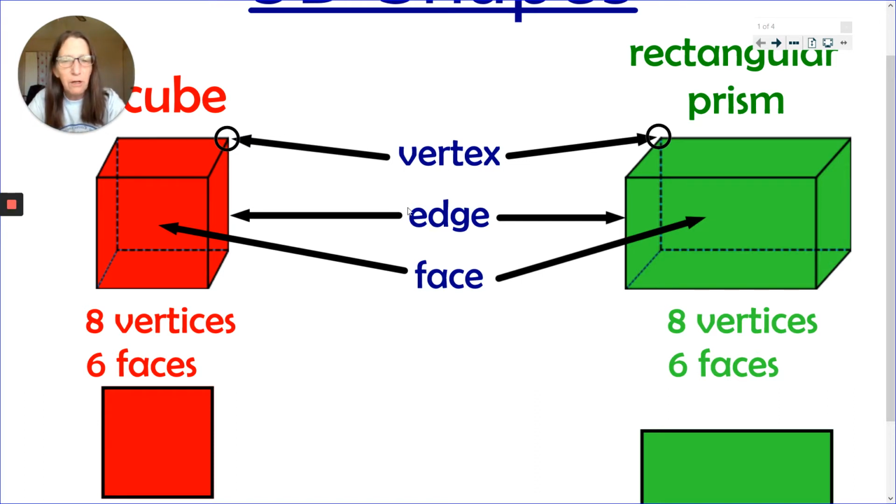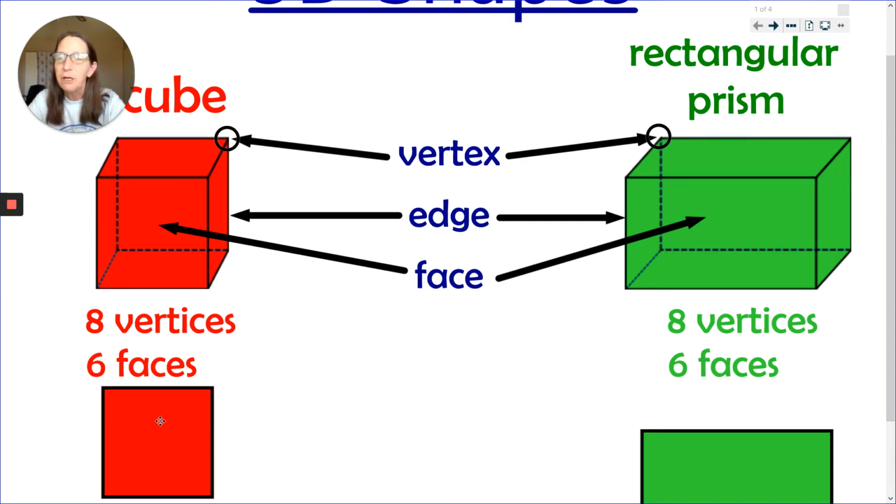So we had a couple of, one new word, edge and face. Those were the new words that we learned last time, edge and face, okay? Those are part of our 3D shapes. So a cube had 8 vertices and 6 faces. But guess what? A rectangular prism also had 8 vertices and 6 faces. But remember how we tell them apart?